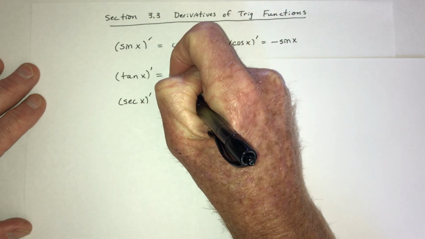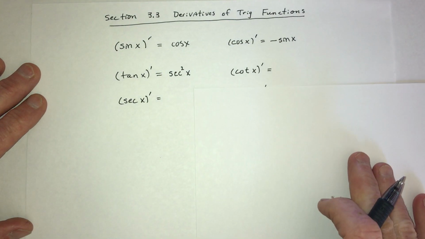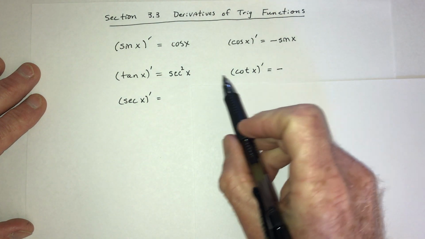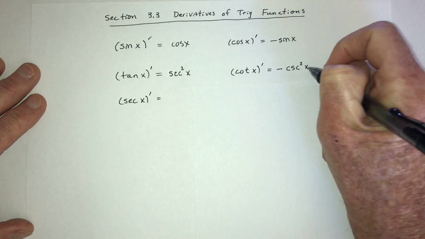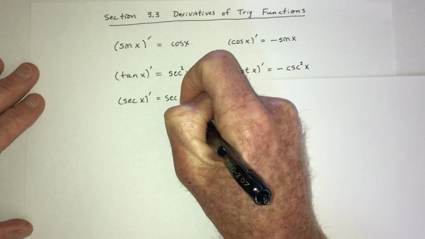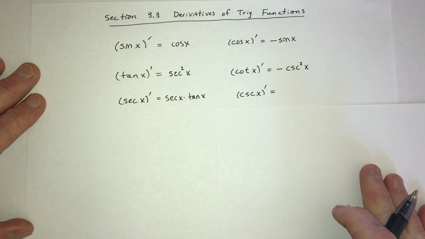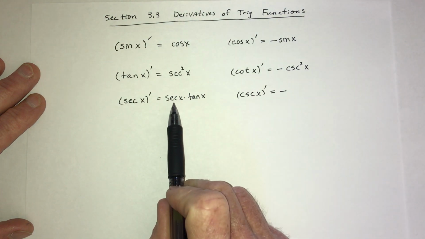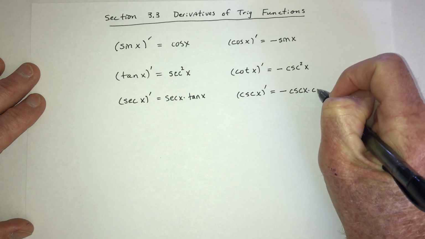The derivative of tangent is secant squared. And so across from that, I put cotangent. Because it's a co, it's negative. And because it's a co, it's not going to be secant squared, it's going to be cosecant squared. And then for secant, the derivative of secant is secant times tangent. Right across from that one will be cosecant. So again, because it's a co-function, its derivative is negative. And if this one is secant tangent, then this one is cosecant cotangent.